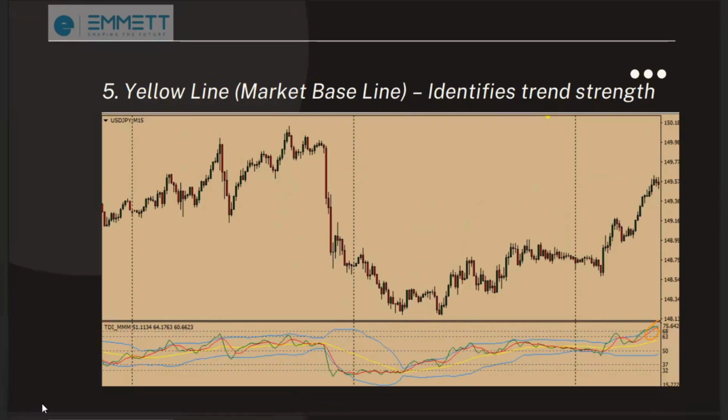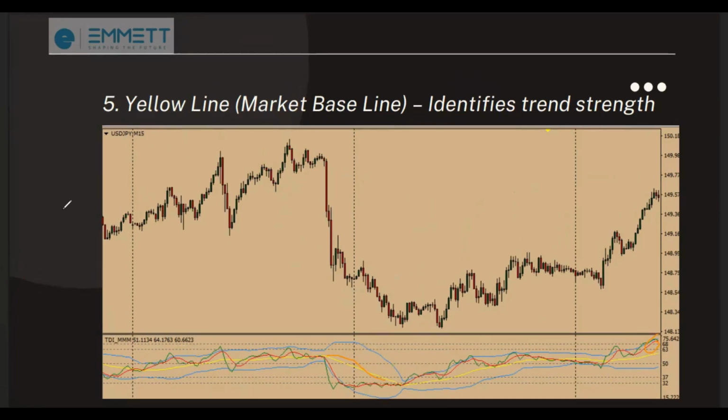The other feature is what we call the yellow line or the market baseline. Okay, there's one right here, the market baseline. So usually we say this market baseline is your trend identifier.